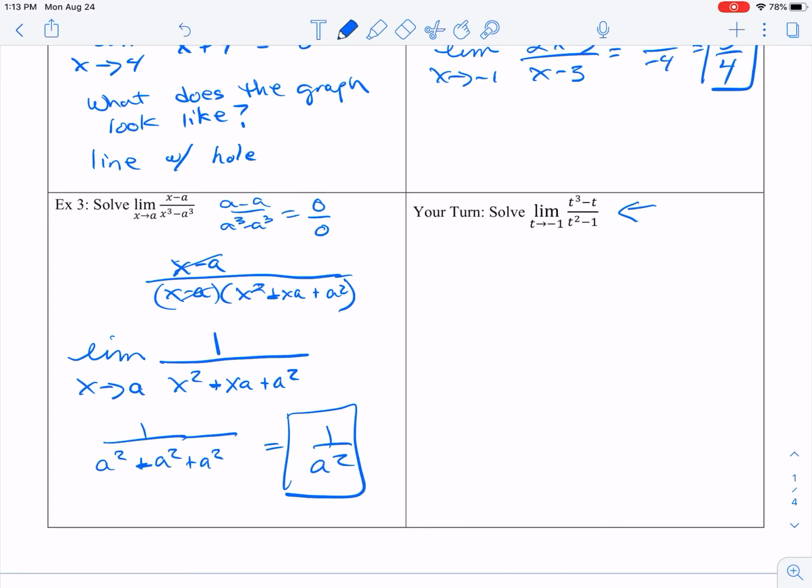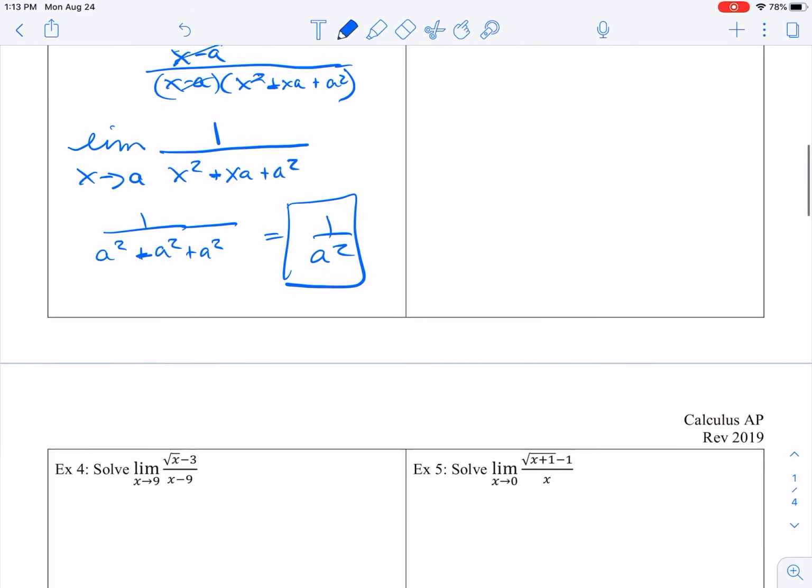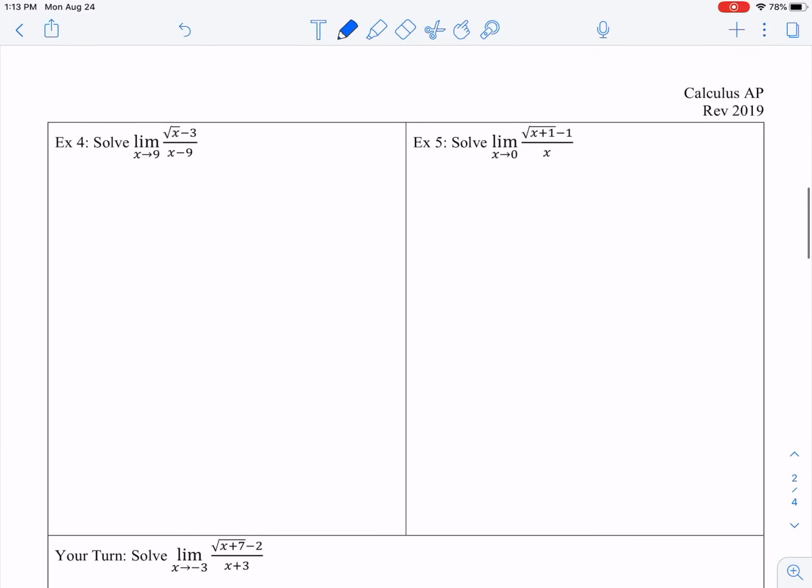This one I'm going to let you figure out on your own. I think you can figure out how to factor that. Okay? Let me know if you need some help. All right. Now, this is where we rationalize the numerator.